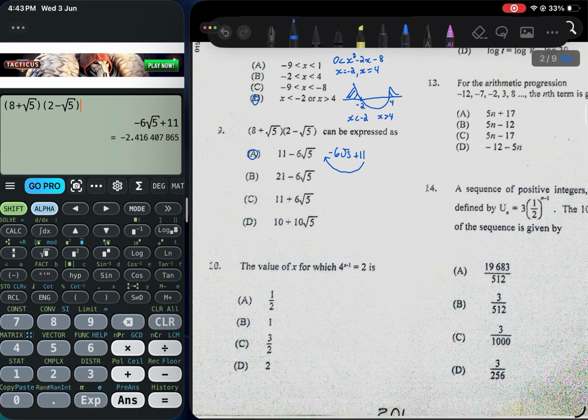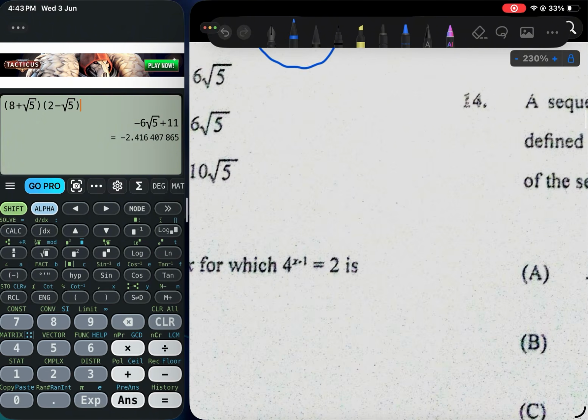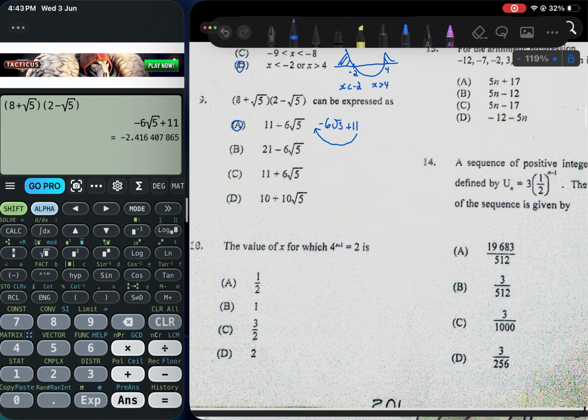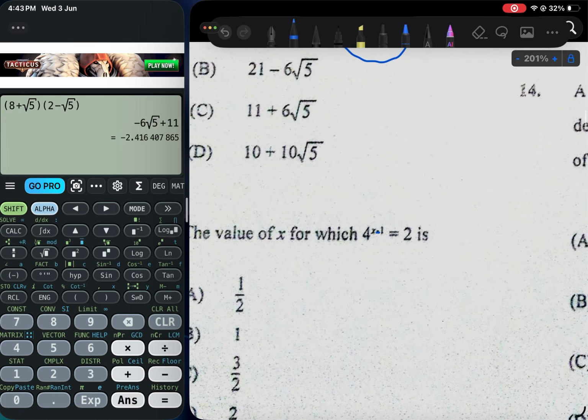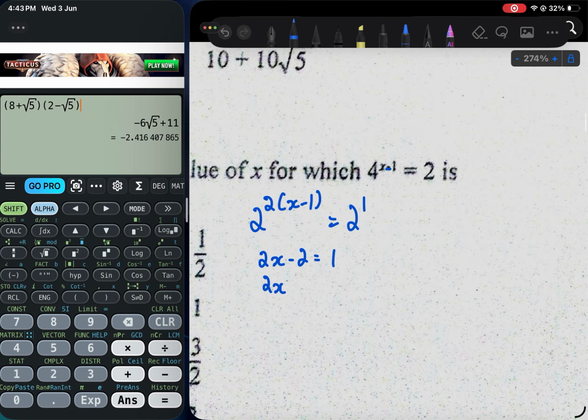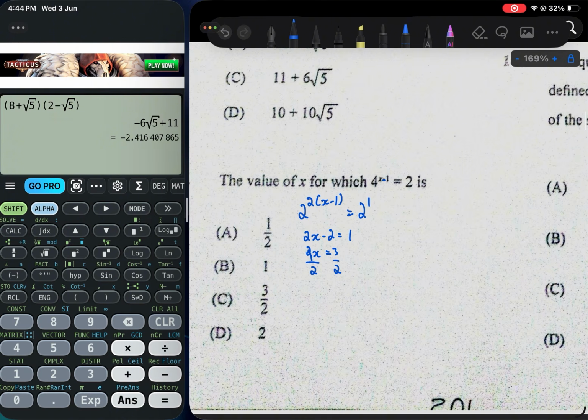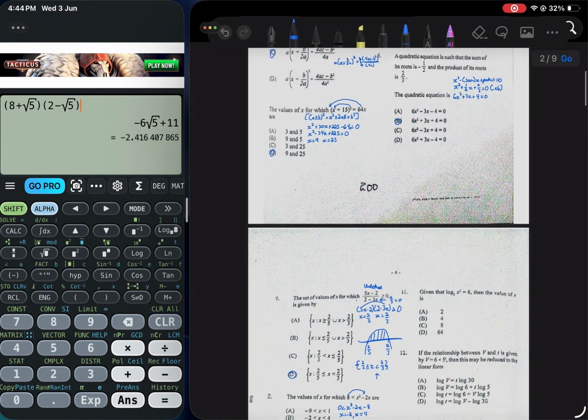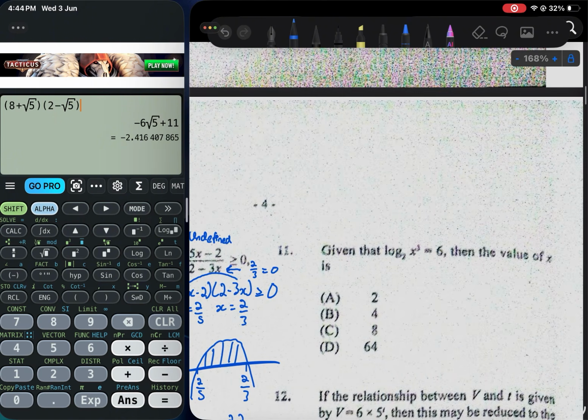The value of x for which 4 to the x minus 1 is equal to 2 is, okay, we need to get them down to the same base. So once we do that, we get 2 to the 2x minus 1 is equal to 2 to the 1. So 2x minus 2 would equal 1 when we get rid of the bases, because they're the same. So we'd find that 2x is equal to 3, and x would give you 3 over 2. So C.